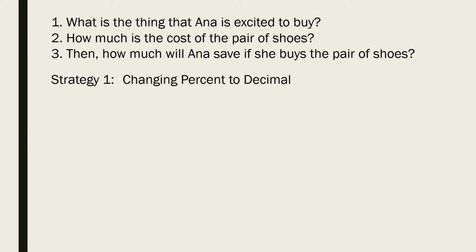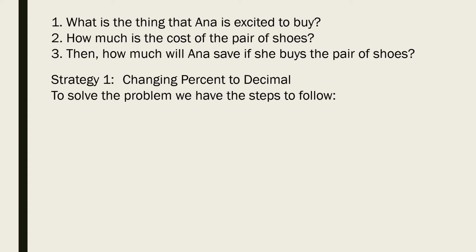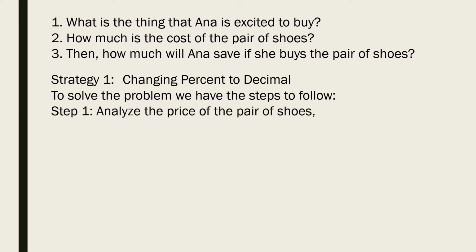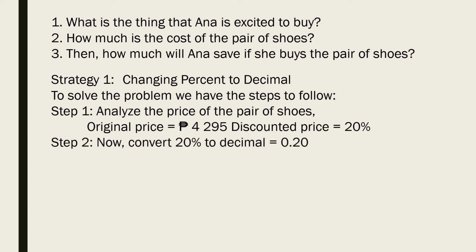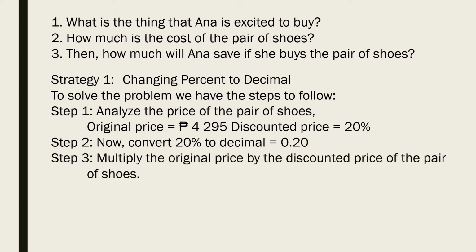Using strategy 1, we can solve our given problem by changing percent to decimal. To solve the problem, we have steps to follow. First, analyze the price of the pair of shoes. Kanina sa ating problem, that is 4,295 at ang discount niya ay 20%. Now, convert 20% to decimal. So, that is 20 hundredths. Then, multiply the original price by the discount rate.